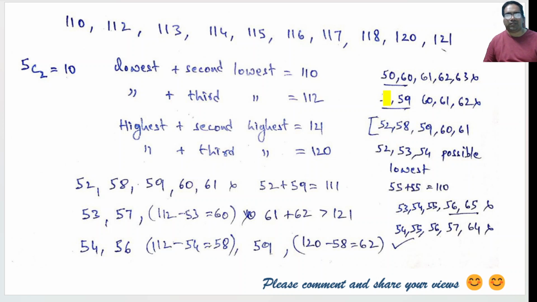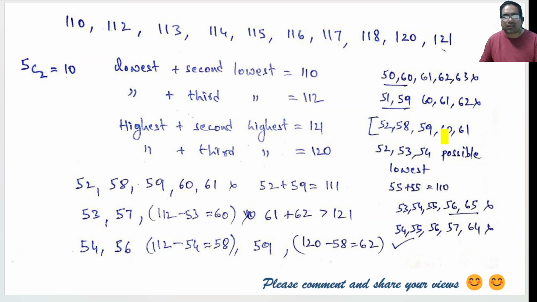What if it is 52? Anything lesser is also not possible. Let's try. If it is 52, then the second lowest should be 58. Then third lowest can be 59, 60, 61, 62, whatever. Now here we have a possibility, because 60 and 61 together add up to 121.